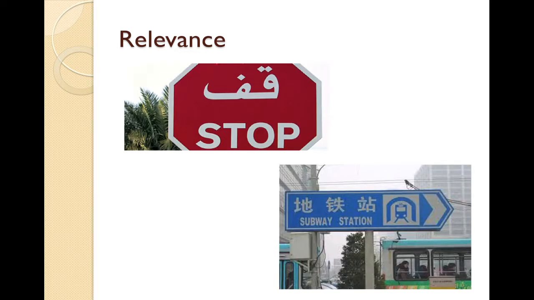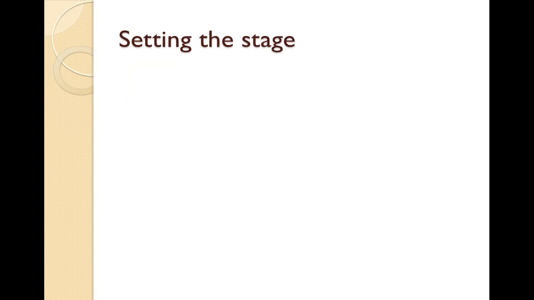Look at these street signs. A number of current events are also legacies of the political divisions caused by imperialism, which is the subject of this chapter. Setting the stage.